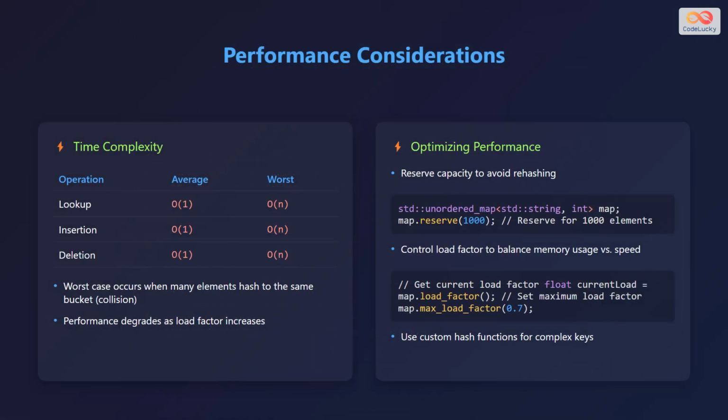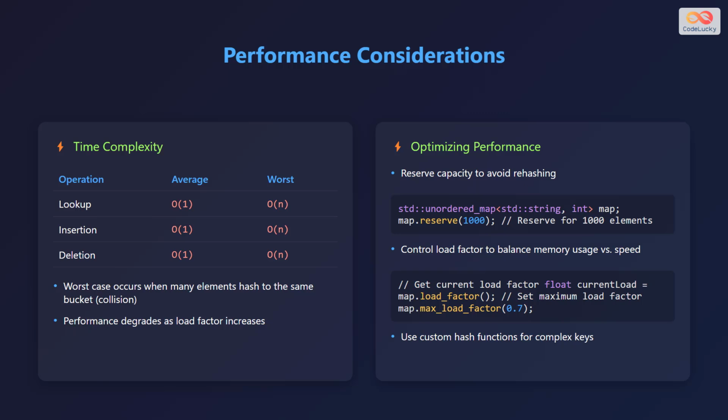Now let's discuss the performance aspects of using unordered maps. In terms of time complexity, on average, lookup, insertion, and deletion operations take constant time, O(1). However, in the worst case, these operations can degrade to linear time, O(n), typically when there are many hash collisions.